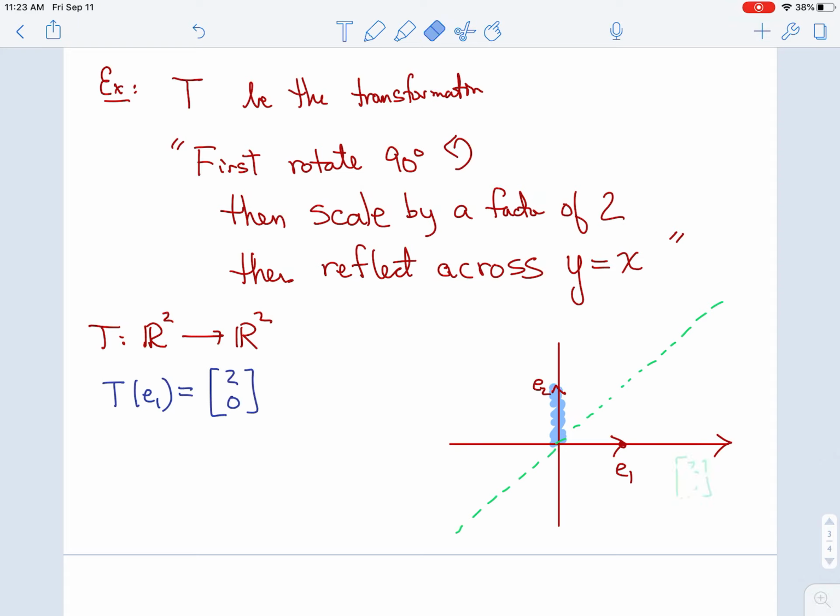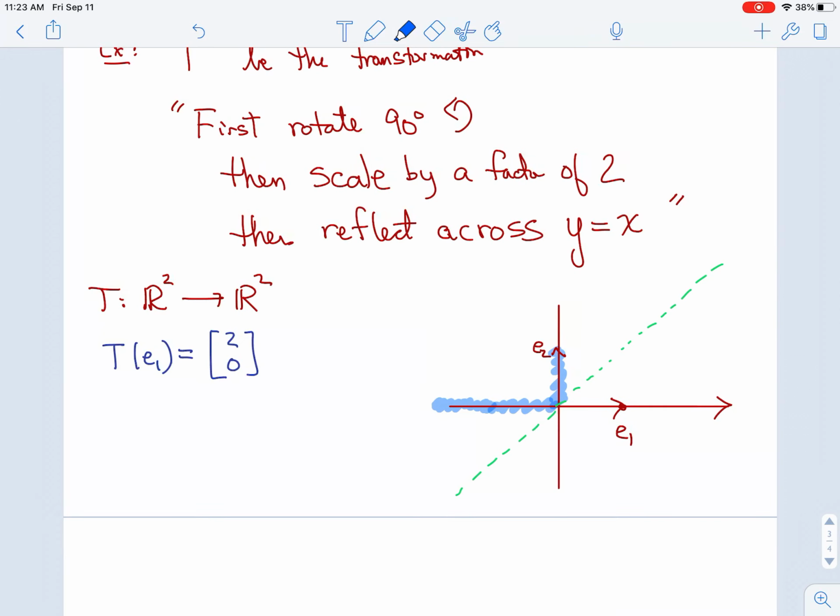And now let's do the same thing for E2. Where does it go? Okay, well, let's start with our vector E2. First we're going to rotate 90 degrees, so now we're over here. Then we're going to scale by a factor of 2, so now we're out here. And now we're going to flip across that line.